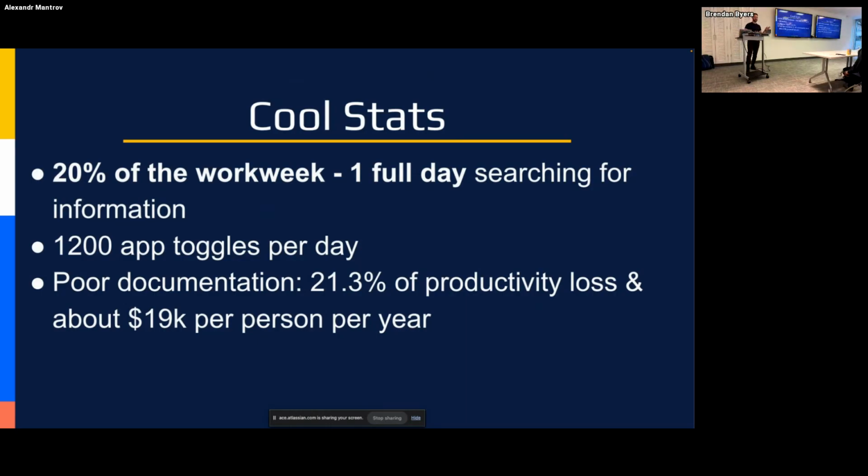Pre-COVID, McKinsey estimated about 20% of the work week for knowledge workers is spent searching for information that they need just to start work. That's one full day, or one full person out of a five-person team. Post-COVID, that number went up to 1.5 days. Cornell University said about 1,200 app toggles per day. That's a lot. I'm getting tired just reading that. And the economic impact of poor documentation results in about 20K US dollars lost per employee per year. At high scale, that comes up to quite a lot.